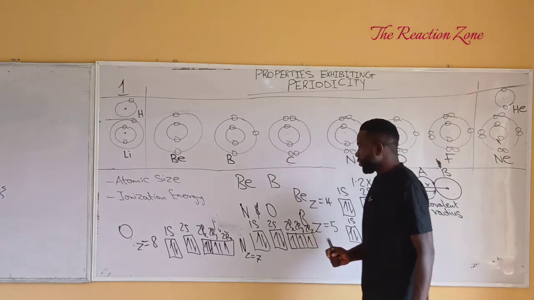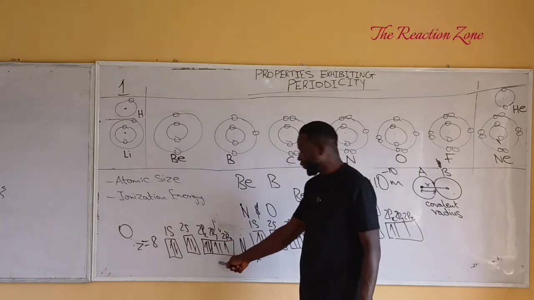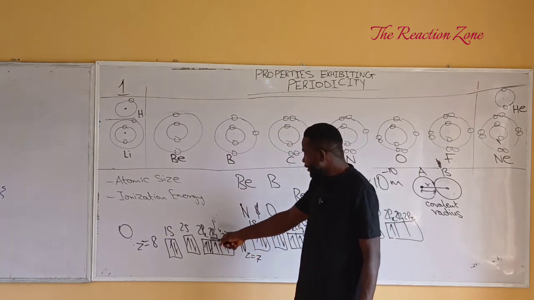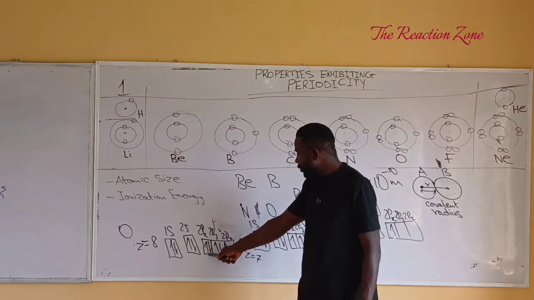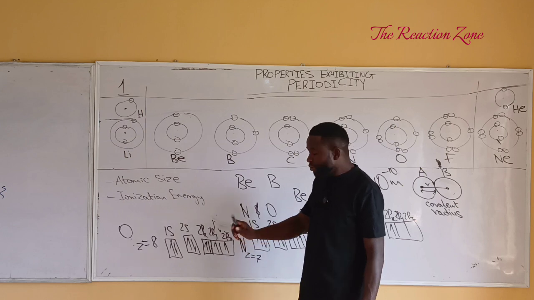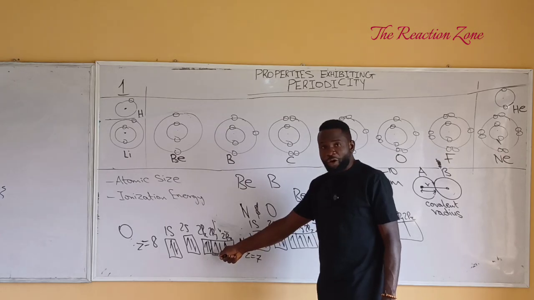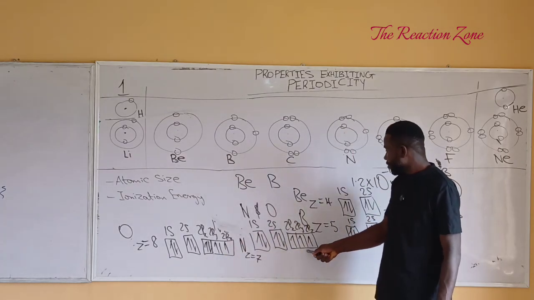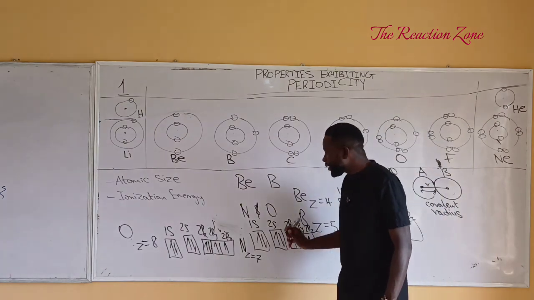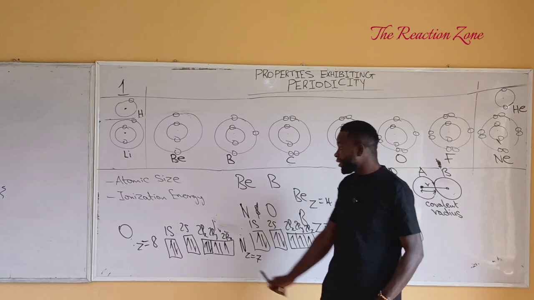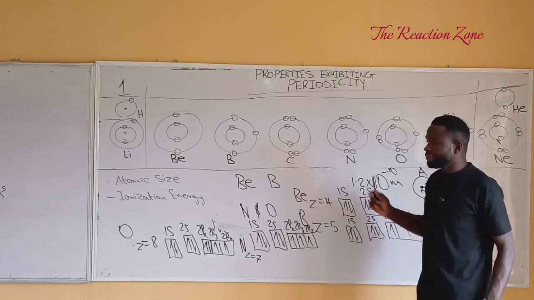However, when you look at the p orbital in oxygen, it is not half-filled. The electrons in the 2px are paired. Now, this will bring about electron-electron repulsion, which will make it much easier to remove an electron from the p orbital here than to remove an electron from the p orbital in nitrogen. As a result of that, nitrogen has a greater ionization energy than oxygen. This is another exception to the trend across the period.